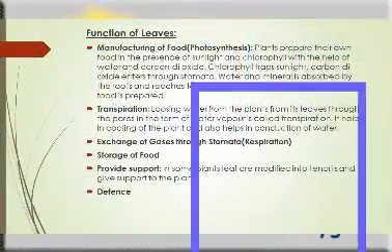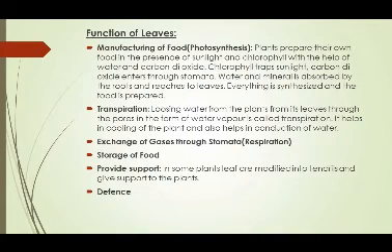The second is transpiration. Losing water from the plants through the pores of the leaf in the form of water vapor is called transpiration. It helps in cooling of the plant and also helps in conduction of water.